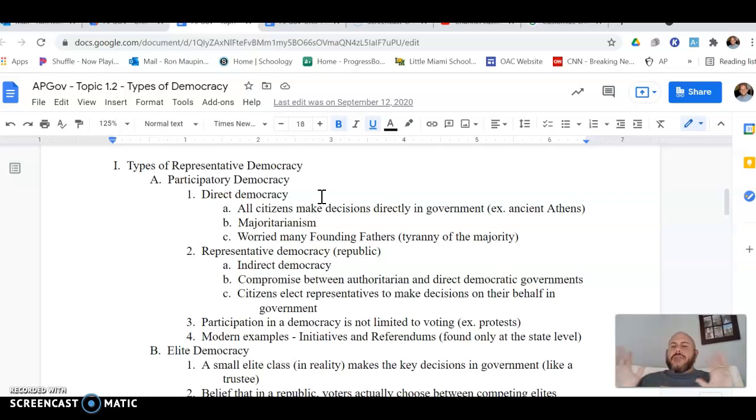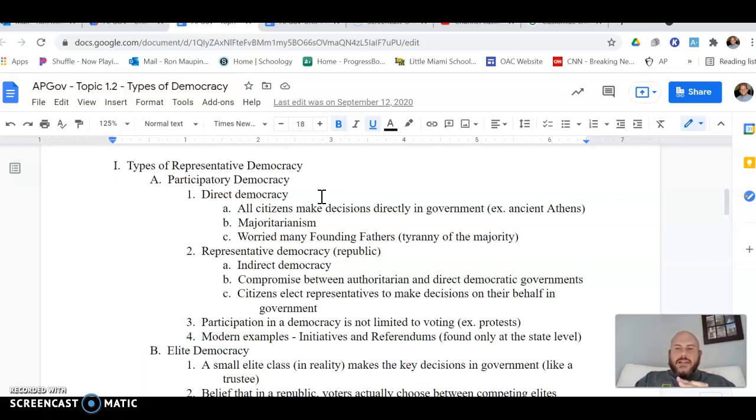Now, you might hear them go, hey, Mr. Maupin, you're telling me the founding fathers didn't believe in democracy? That's not what I'm saying. I'm saying the founding fathers were not supporters of a pure direct democracy, certainly at a national level. They were much more in support of what we would call a representative democracy, aka a republic.